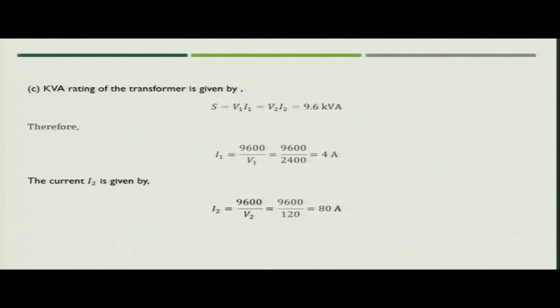Now, we know the kVA rating. The rating of the transformer is V1 I1, which is also equal to V2 I2, and given as 9.6 kVA. So, what will be the value of current? Current I1 will be 9600 divided by V1, which is 4 ampere, and I2, that is secondary current, will become 9600 divided by 120, that is 80 ampere.